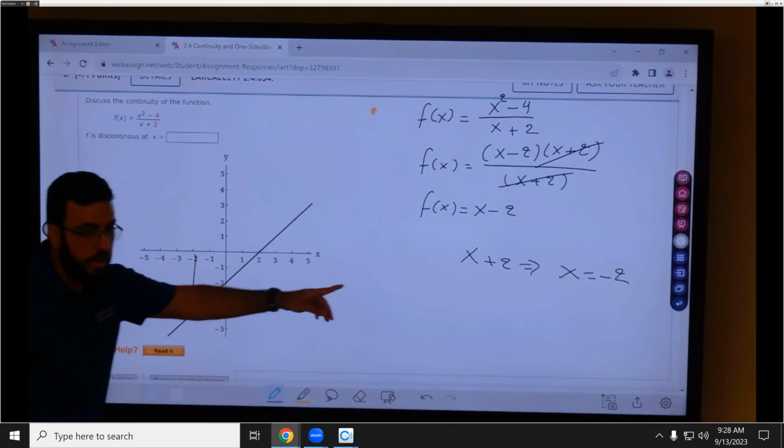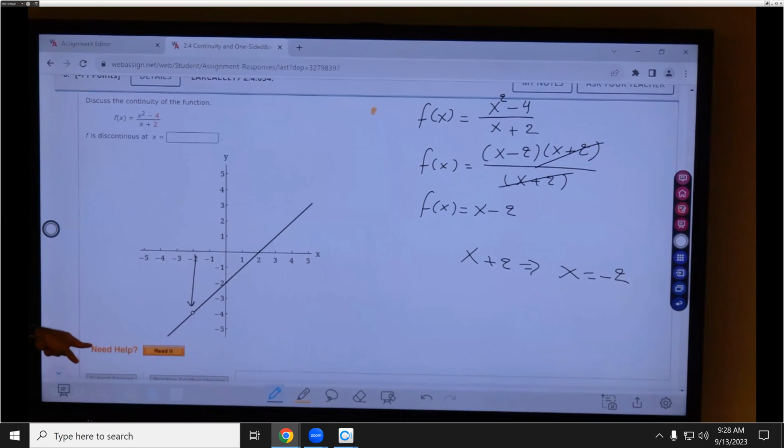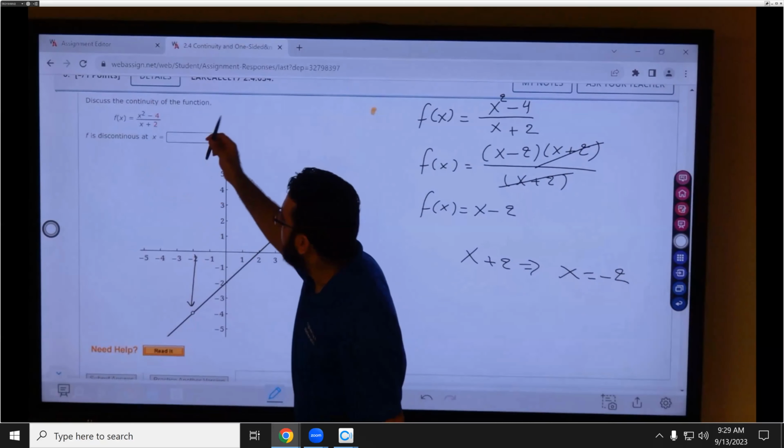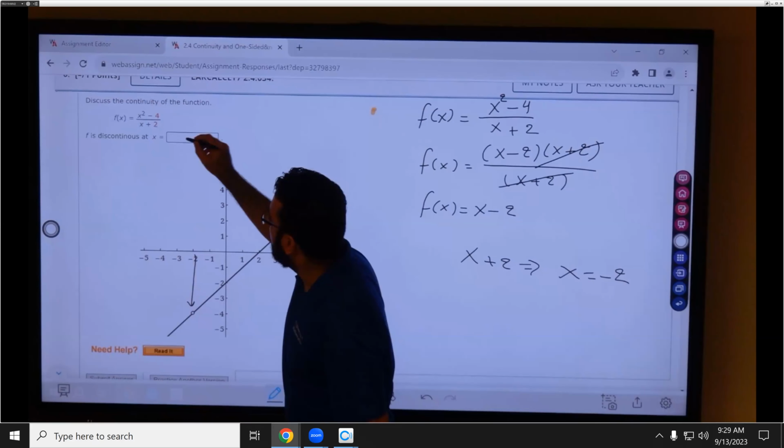So is that function continuous? No. Why? Because there is what? The hole in the graph. That's it. That's what you're gonna say. If they give you this one on the test, you're gonna say the function is not continuous. Why? Because there is a hole when x equals -2. Okay? They're telling you f is discontinuous at x equals -2.